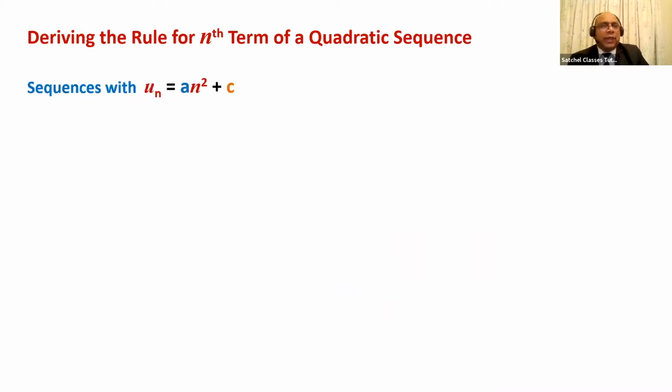Well, let's now make things a little difficult. Let's look at sequences which are of the form un equals an squared plus c, which means we have an n squared term plus the constant term. Now, once again, before we understand how we derive the rule for such sequences, let us first go the reverse. We'll look at such sequences and then link it to the rule.